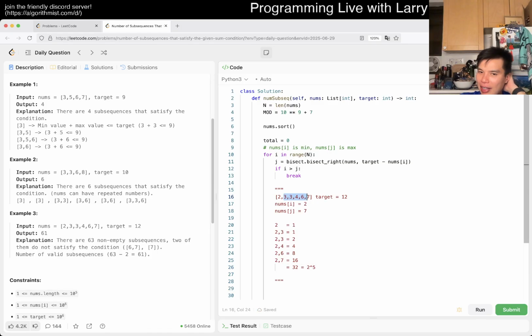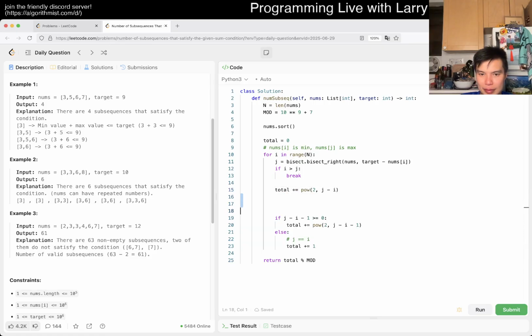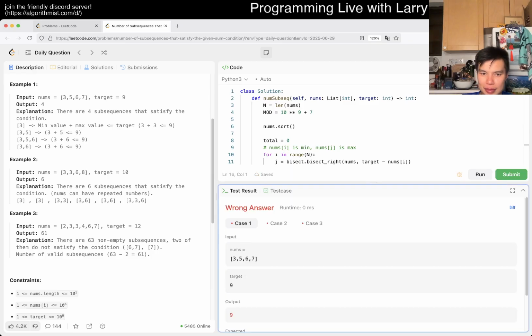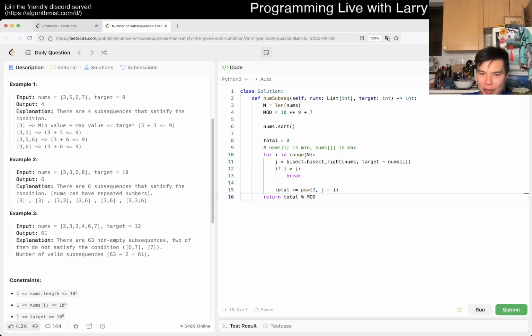You can also just think about it as none of these numbers matter as the max, or only up to here. So that means you have 5 numbers. You can choose on and off for each of the 5, and that's going to be 2 to the 5th. And so now we can say it is actually just 2 to the power of j sub i, and that should be good, right? Mostly. Oh, am I off by 1?